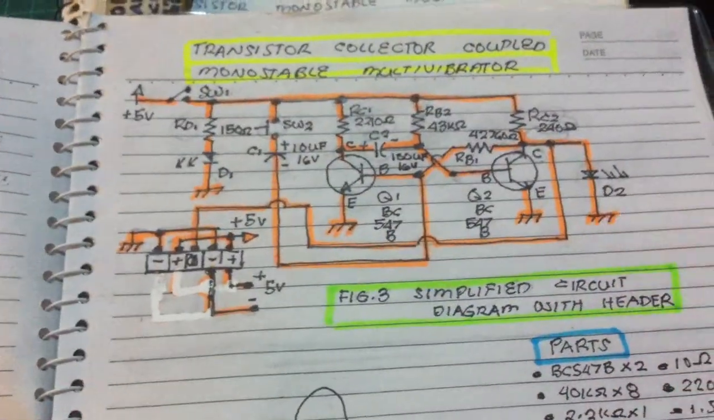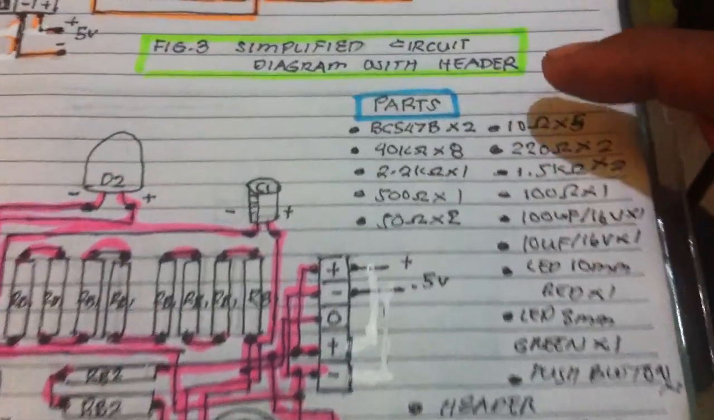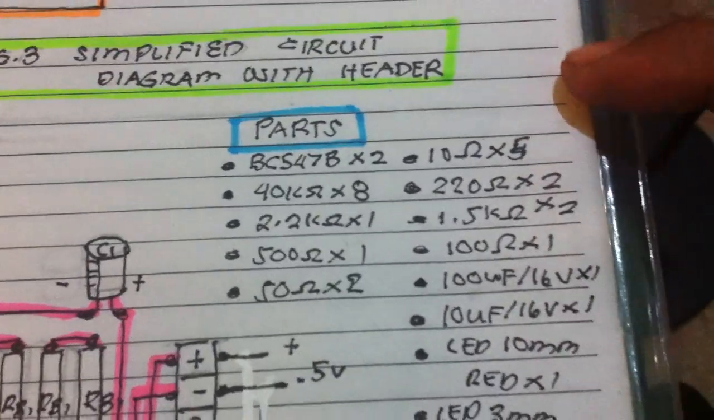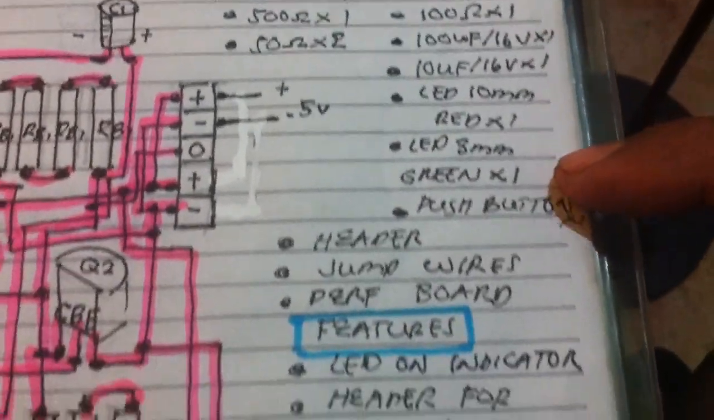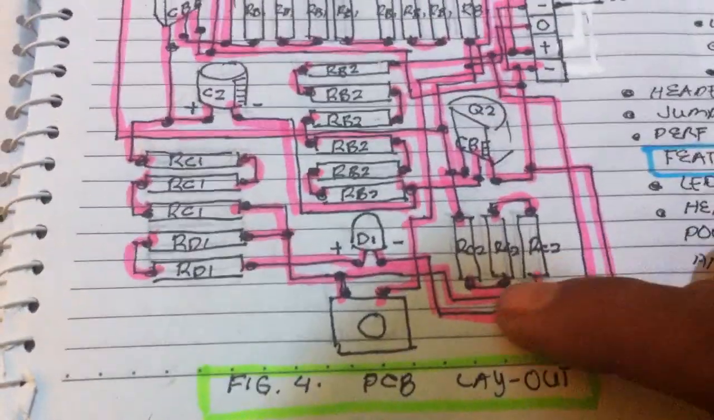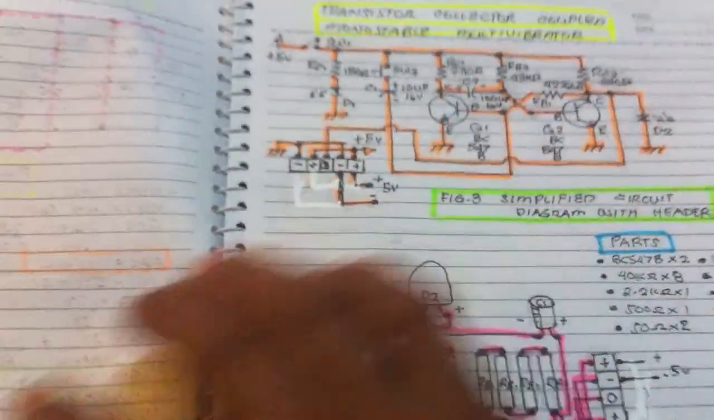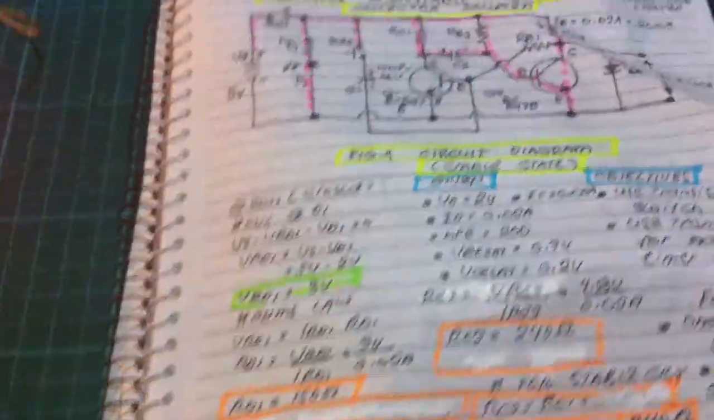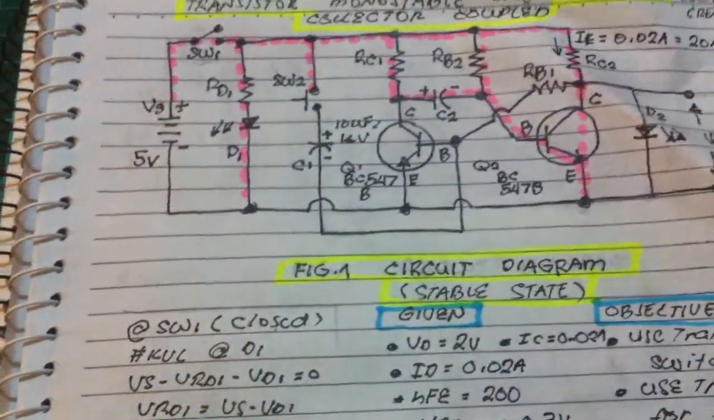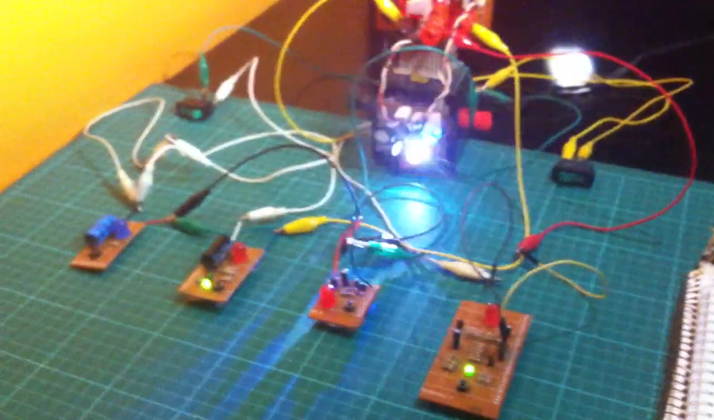That is the computation. We now have this circuit diagram, PCB layout, parts, transistor, and some probable calculation. And thank you.